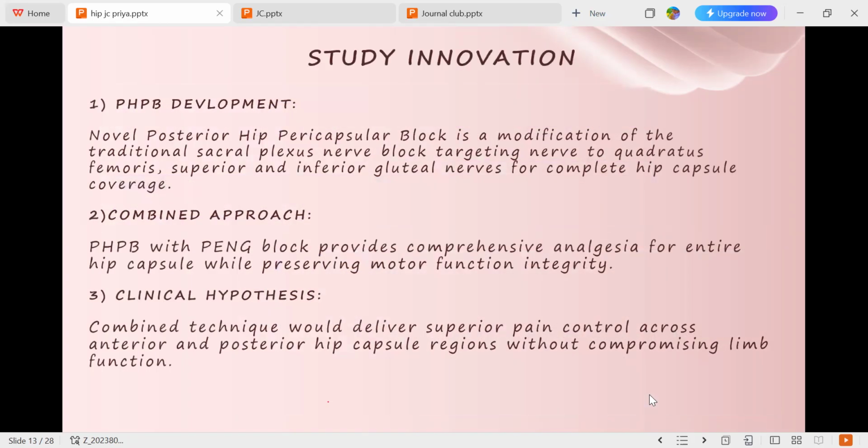So the main development of this study is to block the nerves supplying the posterior capsule, mainly emphasizing the nerve to quadratus femoris and the superior and inferior gluteal nerves. They have found that when we combine the PENG block with a PHP block, it provides comprehensive analgesia.